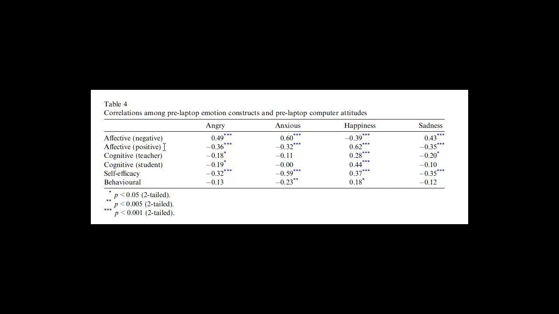I also asked them about their cognitive attitudes with respect to student and teacher use. Cognitive being more thinking attitudes like you should use computers, teachers should use them more, students should use them more, those kinds of items. I also looked at self-efficacy, or one's confidence in using computers, and behavior attitudes, which you may not have heard of, one's intentions to use computers in the future. So those are my attitude scale constructs.